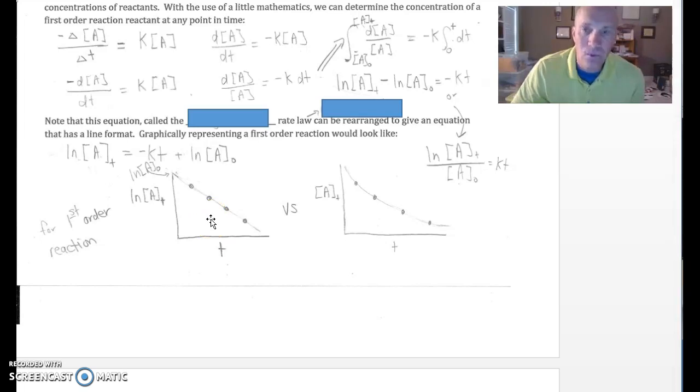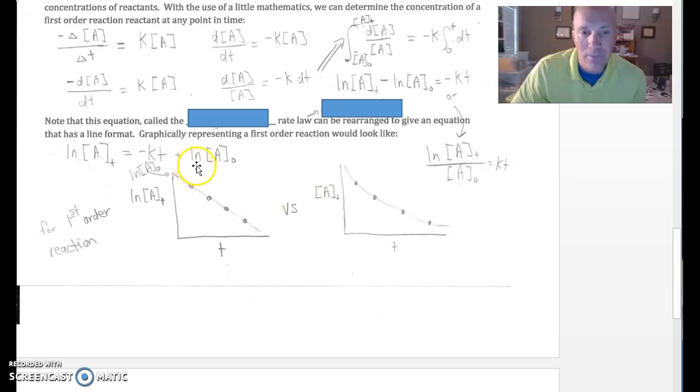And one of the easiest ways to spot that something is first order is if you plot the natural logs of the concentrations versus time, it's going to give a straight line. And that's going to be the hallmark.